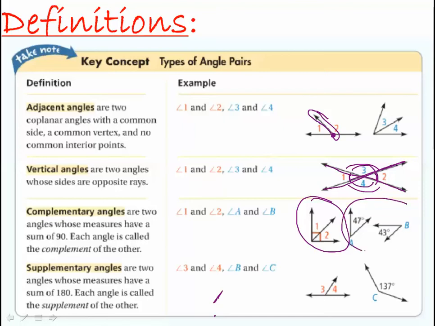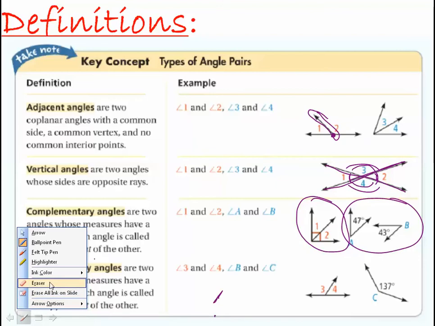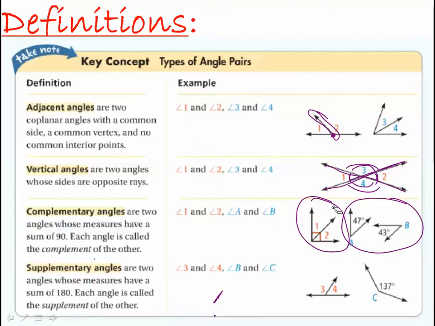But in this picture, we have angle A and angle B. Angle A and angle B are not adjacent to each other. But if we were to add 47 degrees plus 43 degrees, we would notice that that's a sum of 90 degrees. So angles A and B are also complementary.